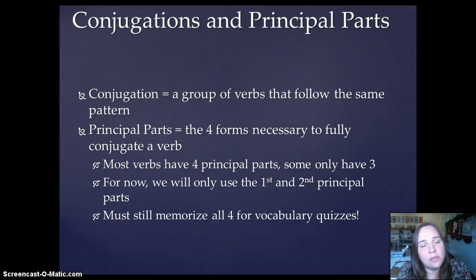Now, for the most part, right now, we are only going to use the first and second principal parts, because those are the ones we're going to need for the lesson we're learning in this chapter. For the next video, you're going to see that we really only use the first two principal parts. However, you still have to memorize all four principal parts, because you need the third and the fourth principal part in order to conjugate certain tenses in Latin. We're going to learn those tenses this year, so if you don't memorize the principal parts, it's going to be so much harder when we finally learn the perfect, pluperfect, and future perfect tenses to recognize the verb, because you didn't bother to learn all four principal parts, and we don't want to do that.